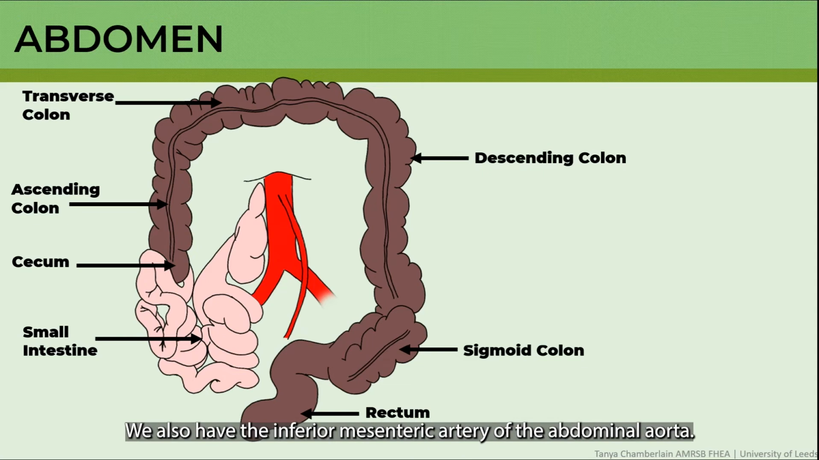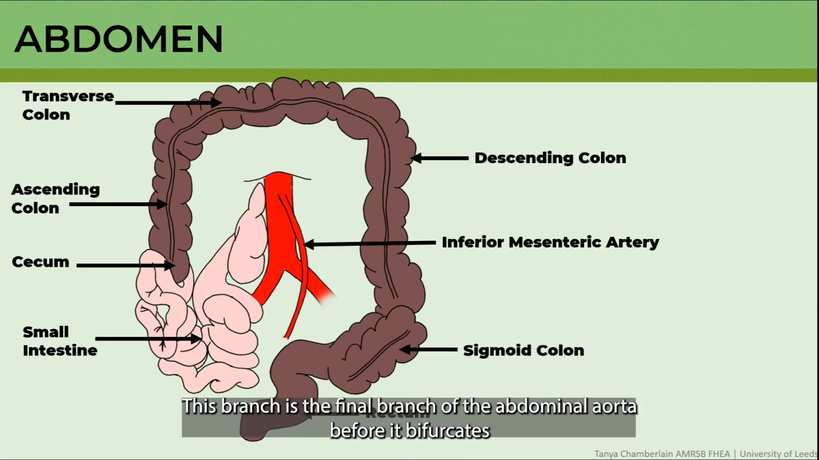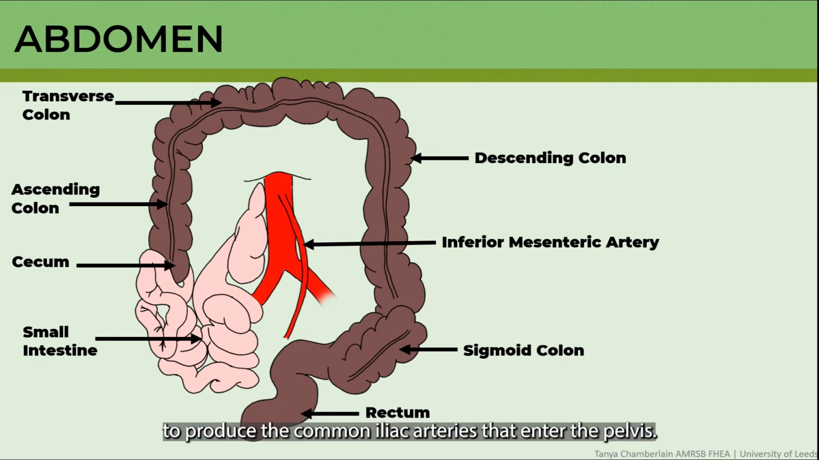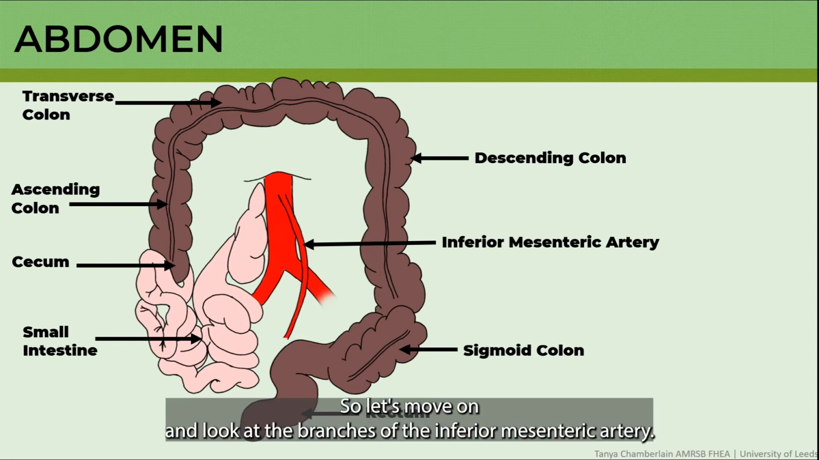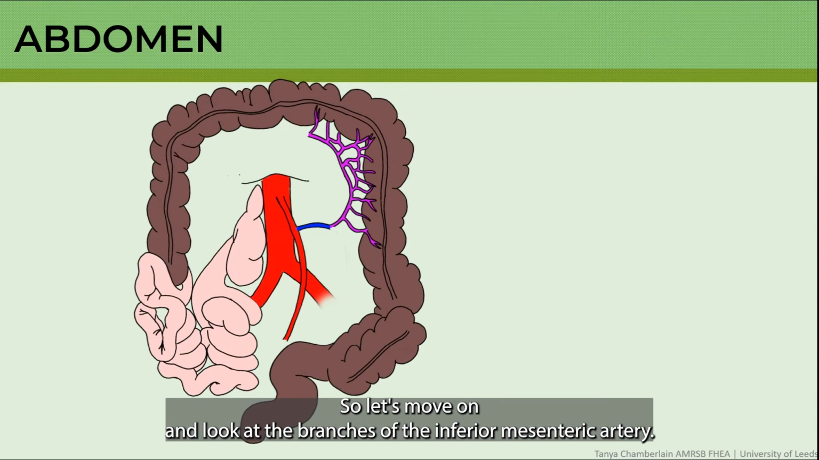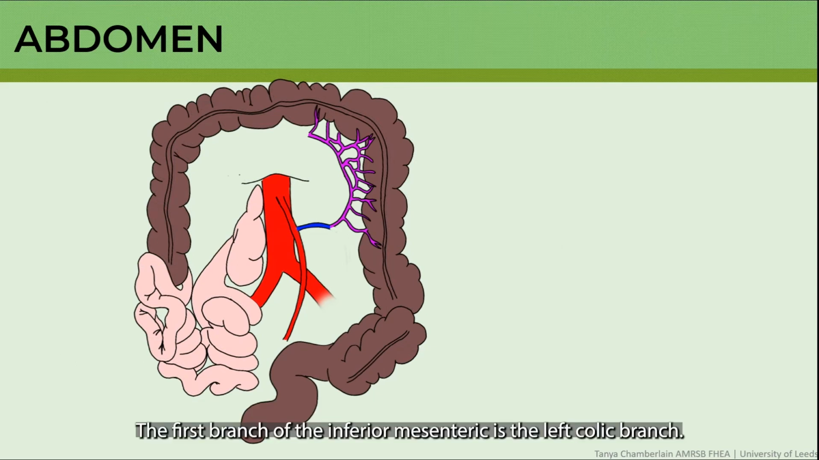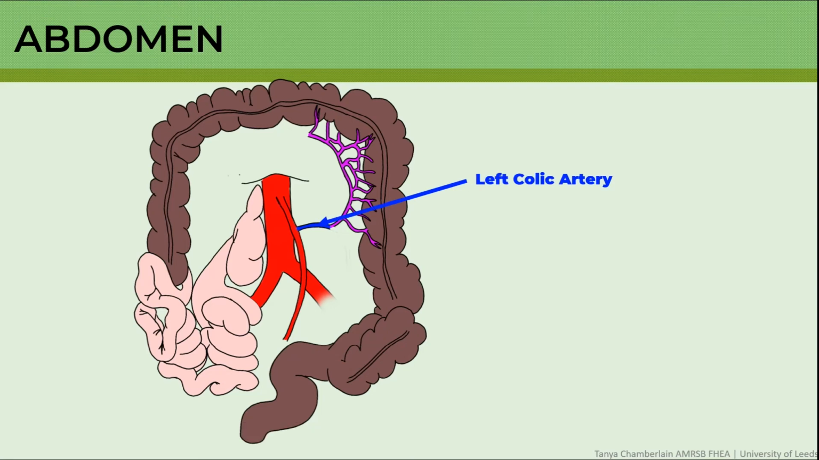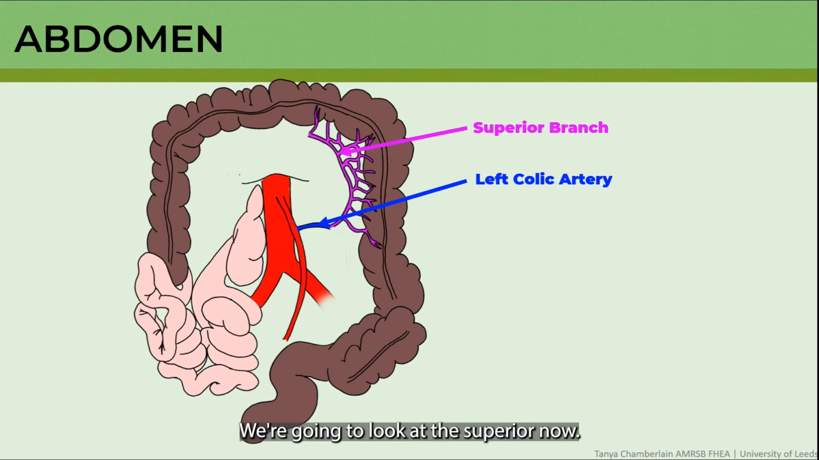We also have the inferior mesenteric artery of the abdominal aorta. This branch is the final branch of the abdominal aorta before it bifurcates to produce the common iliac arteries that enter the pelvis. So let's move on and look at the branches of the inferior mesenteric artery. The first branch of the inferior mesenteric is the left colic branch. This forms a superior and an inferior branch. We're going to look at the superior now.